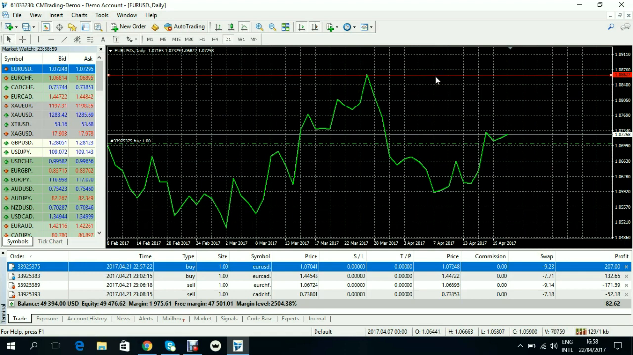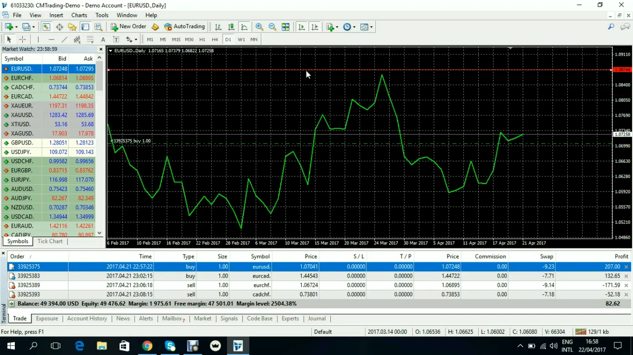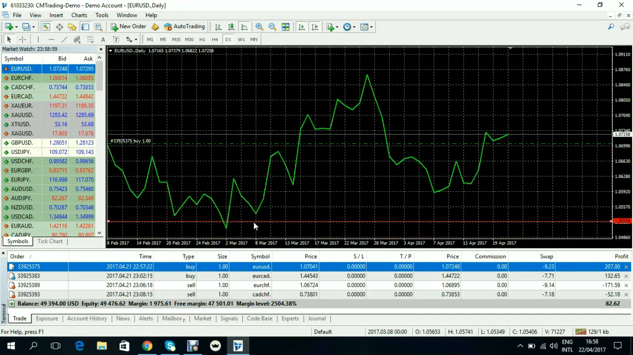Alright, so let me start with the resistances. Let's look at the resistance levels on this trend. This is the trend. Right? Alright. So let me take it from here.